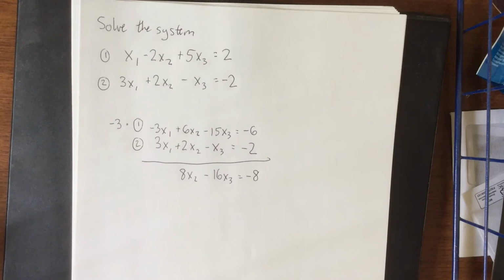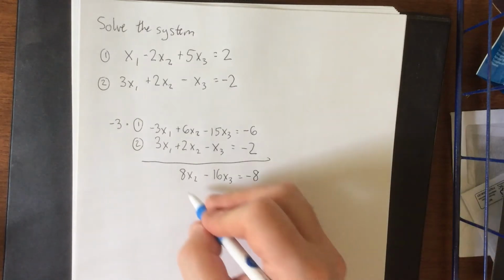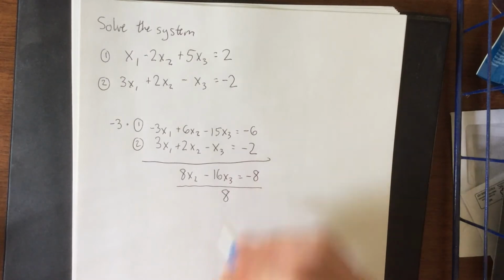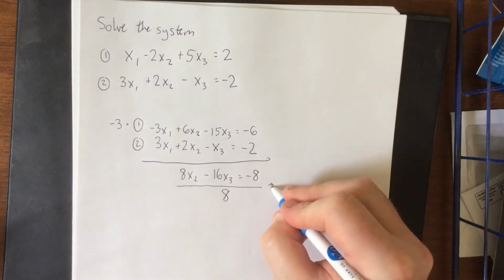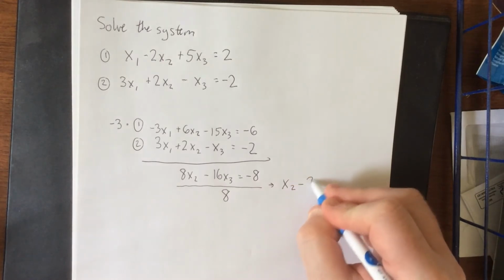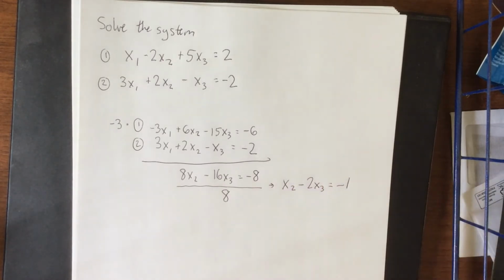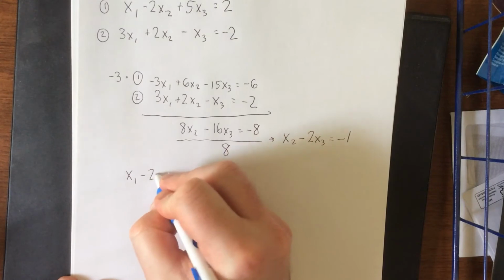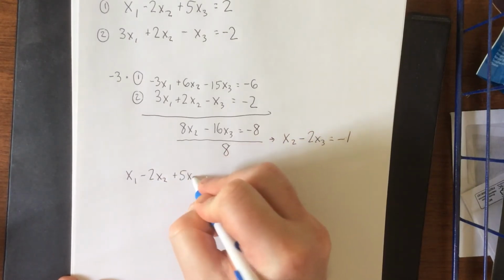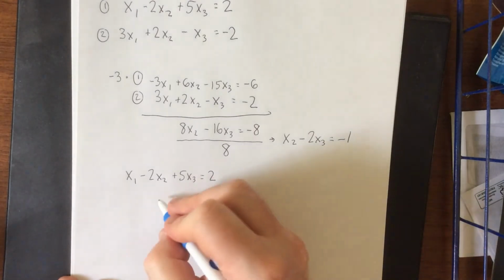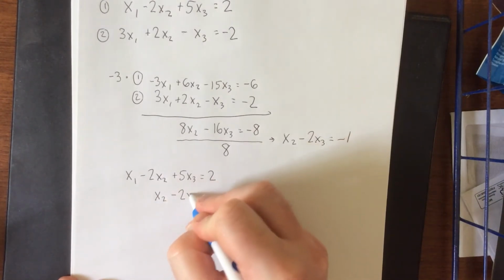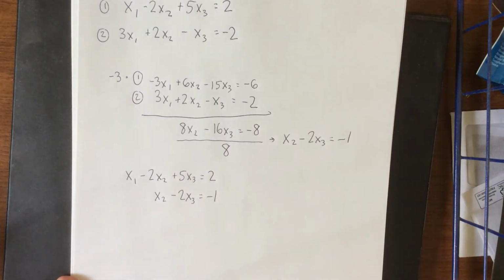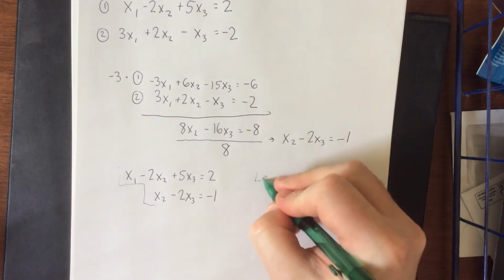Now this by itself would do okay for us, but what I'm going to recommend that we do is get a lead coefficient of 1. We can do so by dividing both sides by 8 and arriving at x2 minus 2x3 is equal to negative 1. In this regard, we can treat our system of equations as x1 minus 2x2 plus 5x3 is equal to 2, and the second equation as x2 minus 2x3 is equal to negative 1. We get our nice little row echelon form, and now we can identify that x1 and x2 are now both lead variables.